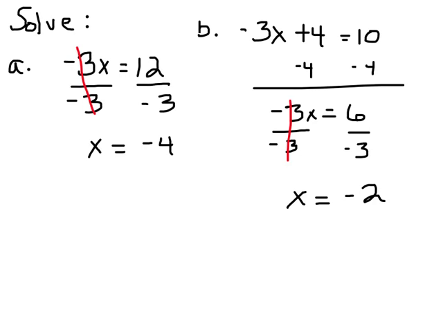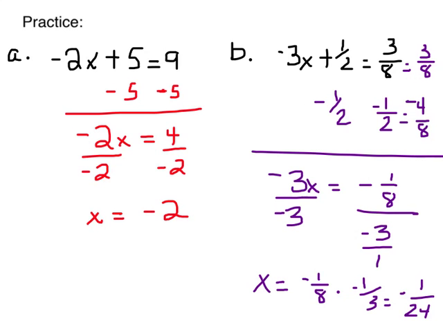B says negative 3x plus 4 is equal to 10. I'm going to subtract 4 from both sides, and I have negative 3x is equal to 6. So I have to divide both sides by negative 3, and then I'm going to end up with a negative number. X is equal to negative 2. Okay, let's look at our practice problems.